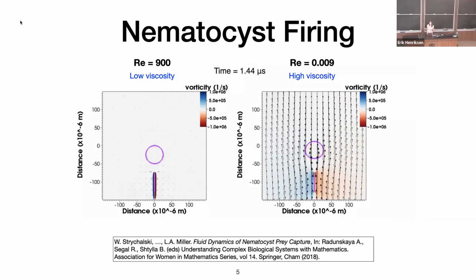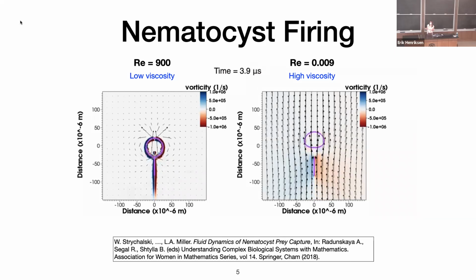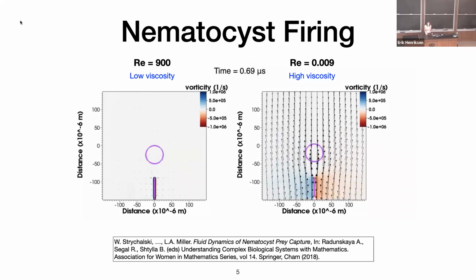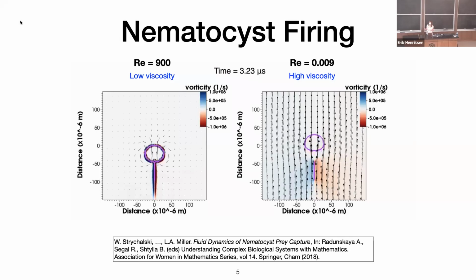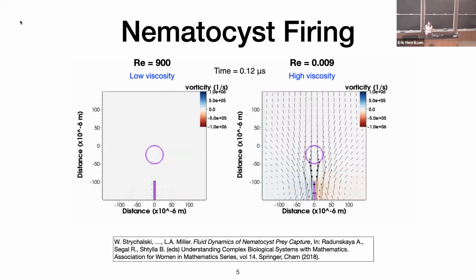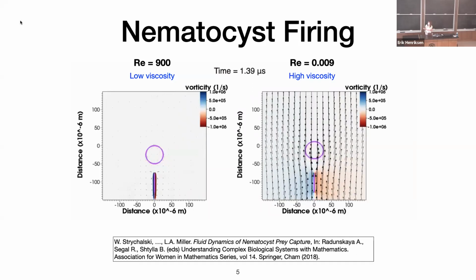And here there's not really a boundary layer. You can see that the motion of the barb is actually moving the prey away from it. It's buffeting it away. So this is a case where we need a certain high acceleration to change the Reynolds number of the system to transition from a very viscous environment because of small length scales to less viscous.